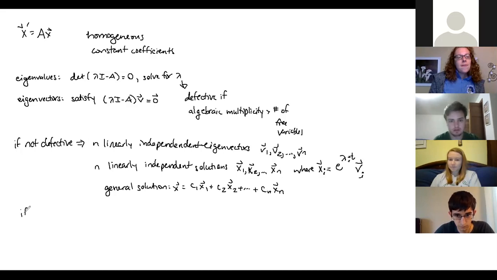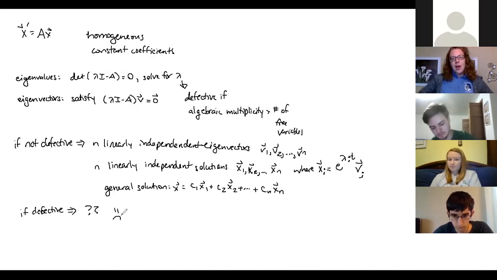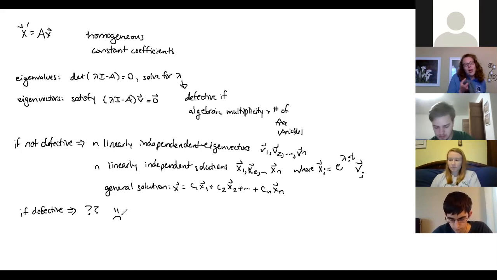Okay, if you have a defective eigenvalue, then we've got some question marks and a frowny face, and that is what we need to do today in our very last part of new material. So what happens if we have a defective eigenvalue?